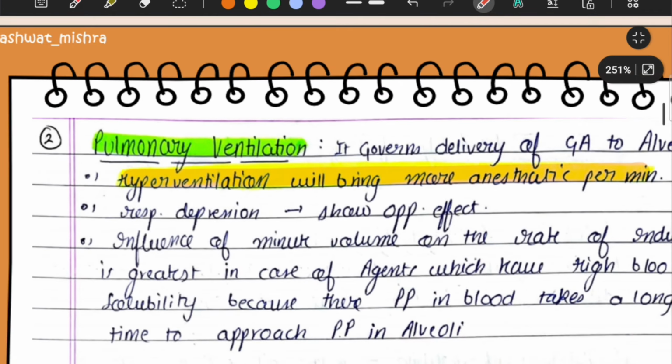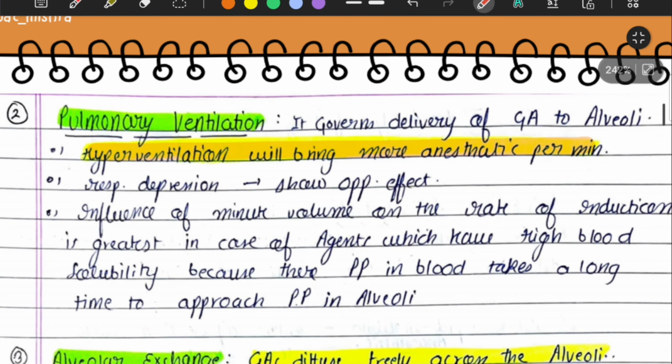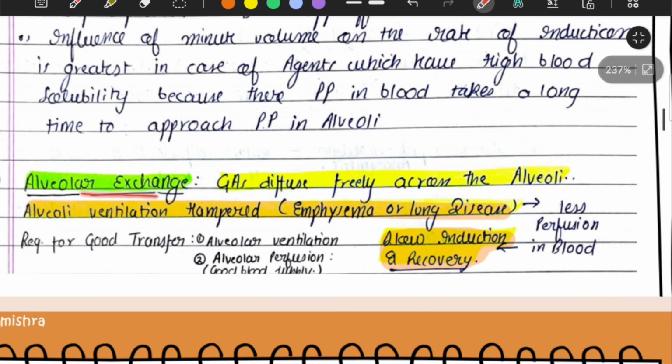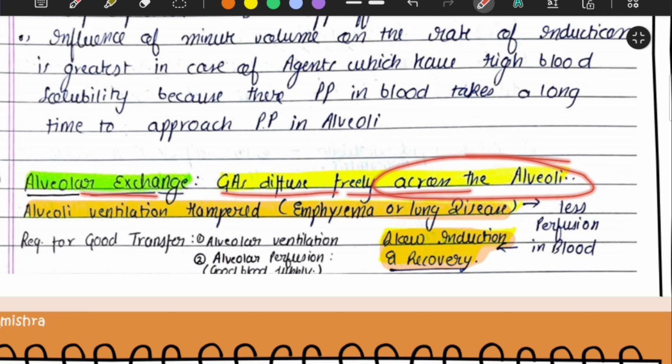So obviously it would be more and more effect towards the gaseous anesthesia. So the hyperventilation will bring more of the gaseous anesthetic into your alveoli per minute. Okay. Now, then there is alveolar exchange. So the gaseous anesthesia diffuses freely across the membrane of the alveoli.